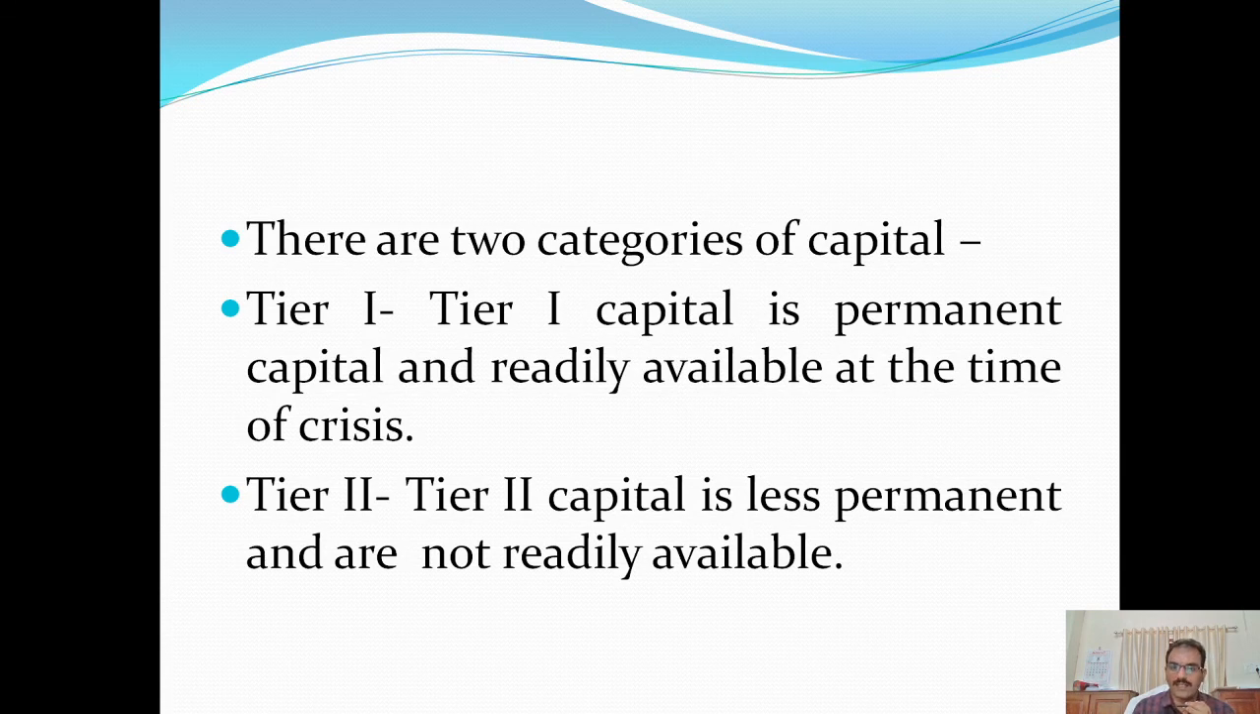There are two categories of capital, Tier 1 capital and Tier 2 capital. First one, Tier 1 capital. Tier 1 capital is permanent capital and readily available at the time of crisis. Tier 2 capital is less permanent and not readily available.